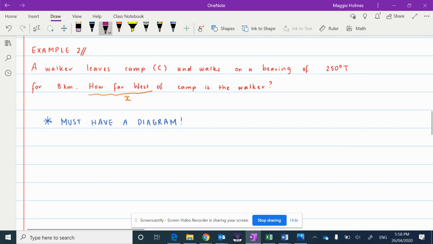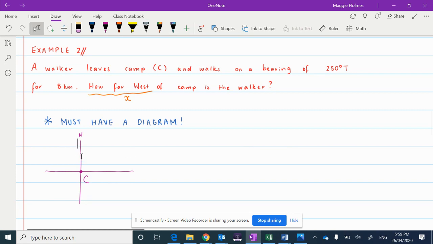For these questions, you always need to have a diagram, and the point that you are starting from, in this case point C, the camp, is always the middle of your compass. It's where you draw your compass. And we've got north there. Let's fill in the information. A bearing of 250 degrees true.